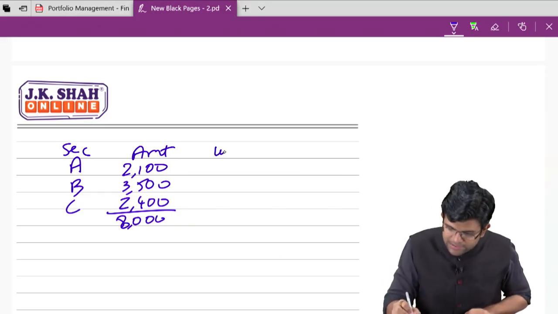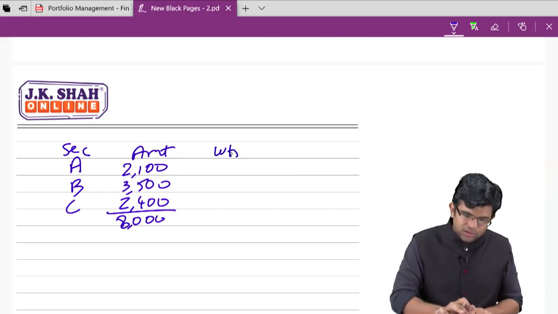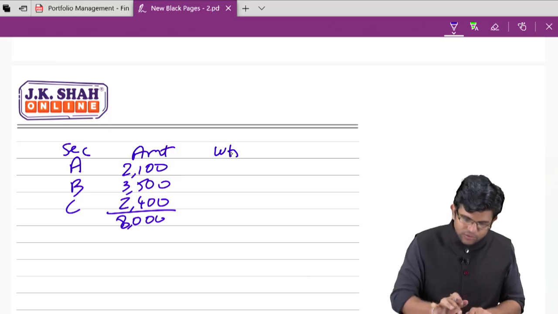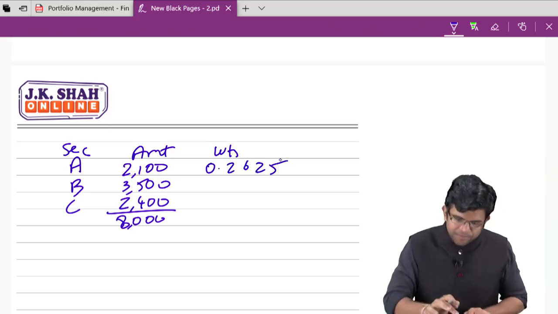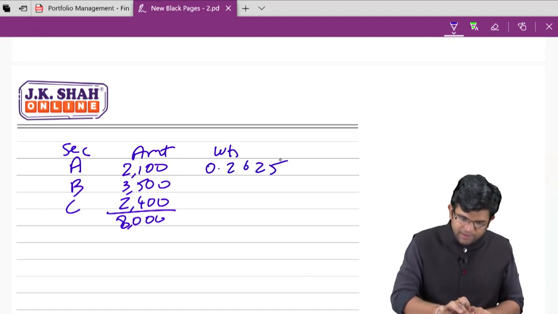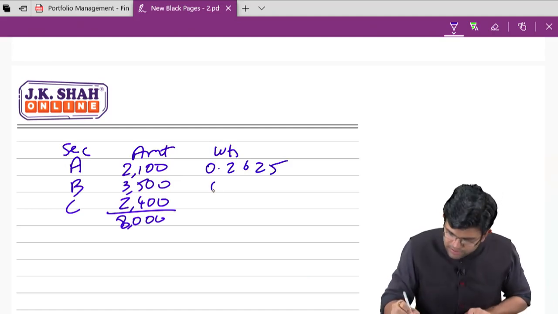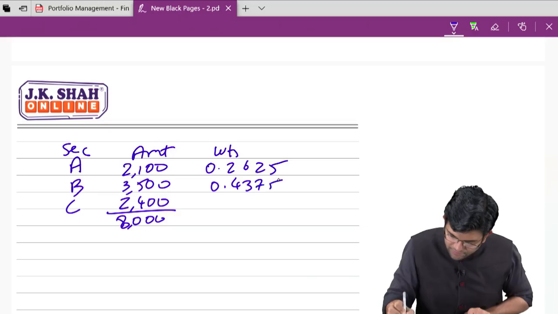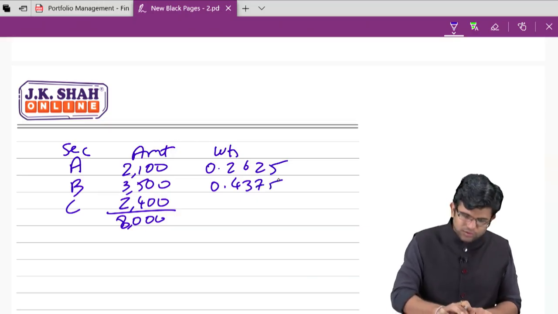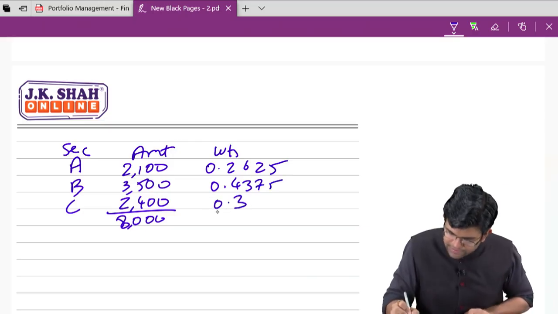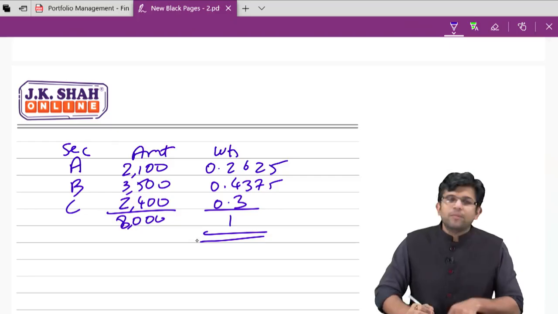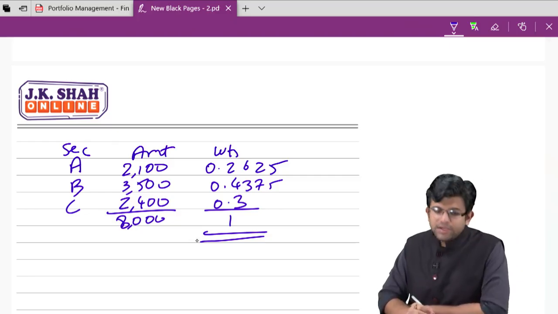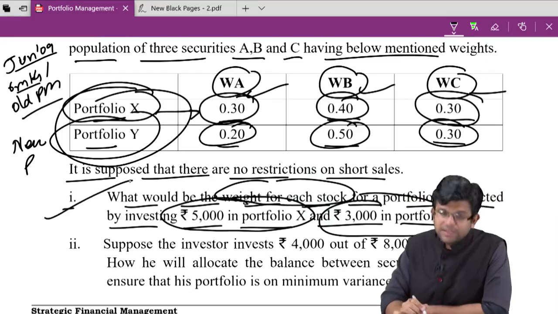So students, now let's calculate the weights. 2,100 divided by 8,000 will give you 0.2625. 3,500 divided by 8,000 will give 0.4375, and the last one, 2,400 divided by 8,000 will give 0.3. Total is 1. I hope you understood this particular question, students. Point number 1 is done.